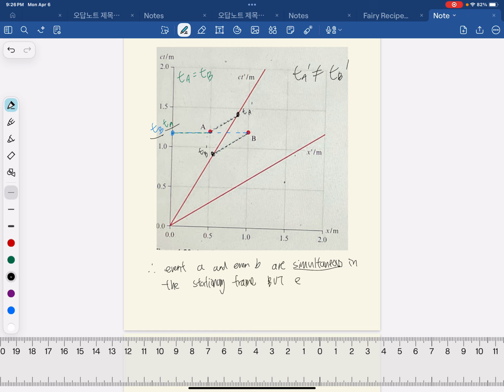But event A and event B are not simultaneous in the moving reference frame. Why? Because TB primed is not equal to TA primed. And that's it. That's everything about simultaneity. I think it's a lot more straightforward than time dilation or length contraction.